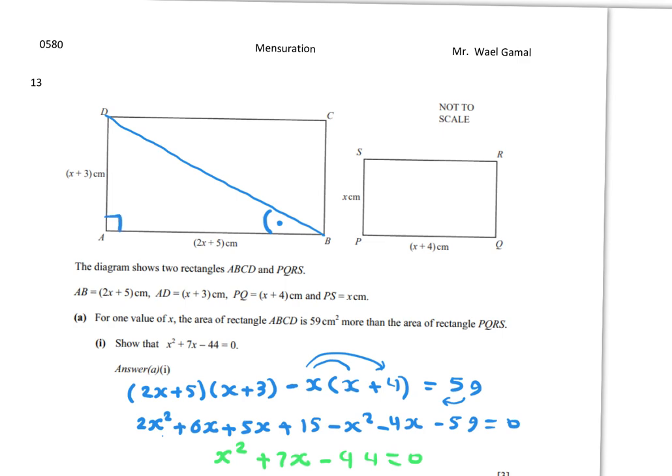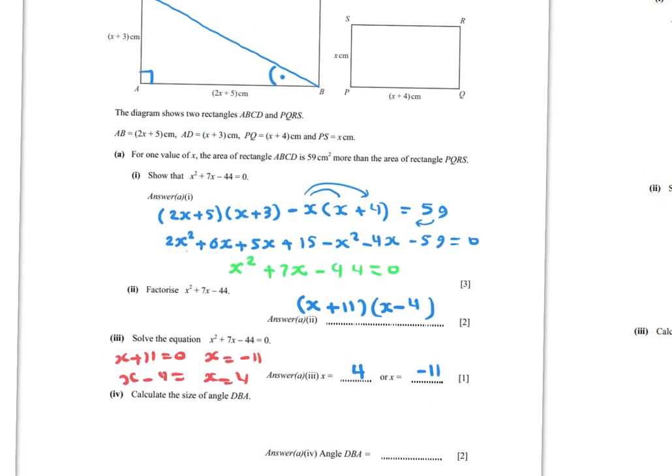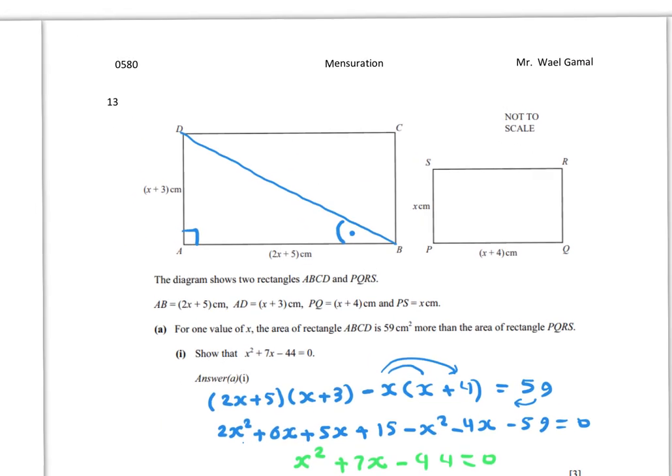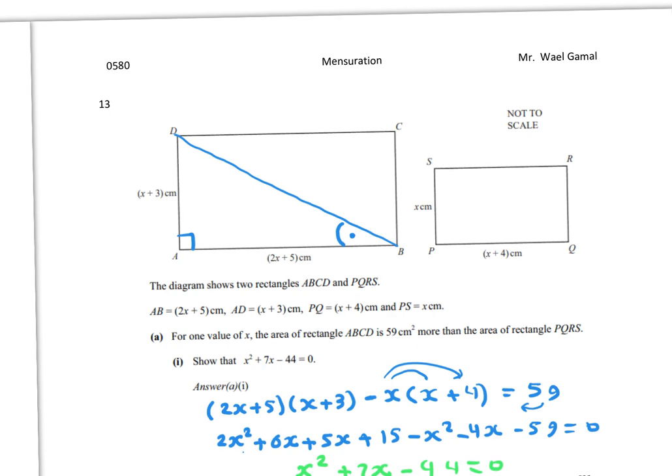So we have two values for x. Which one of them should we use? We have x equals 4 and x equals negative 11. Negative 11 is rejected, because if we use negative 11, this side will be negative and this side will be negative. It doesn't work. The length of a side cannot be negative, so we have to use x equals 4.